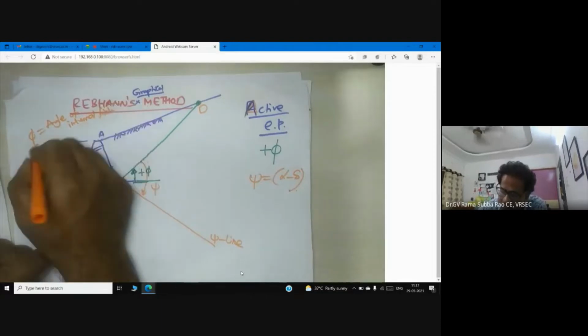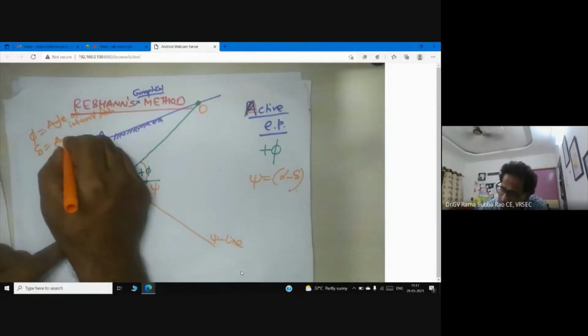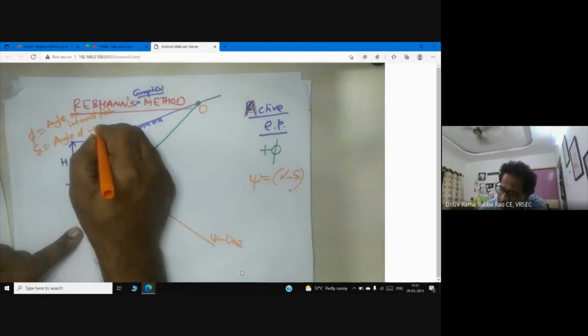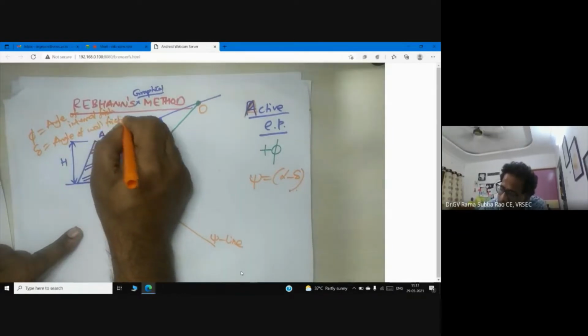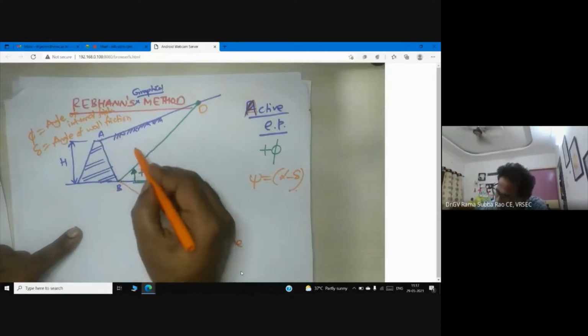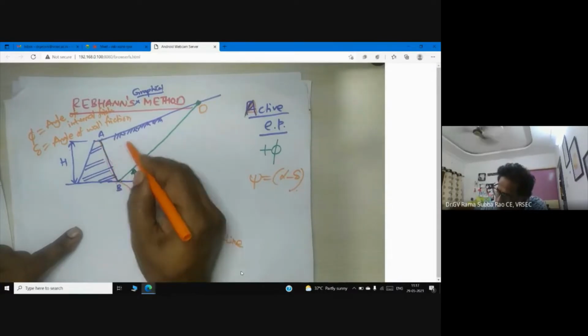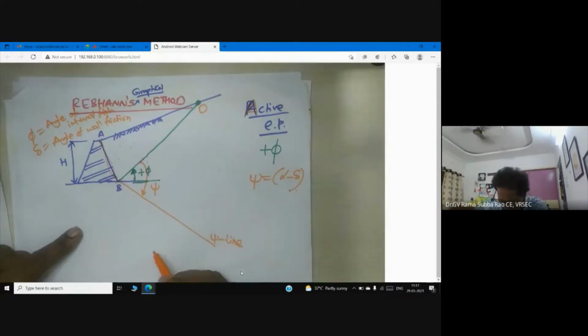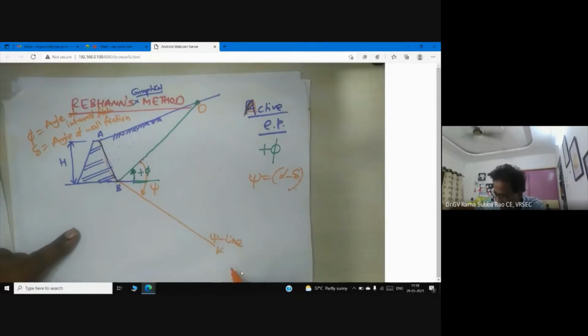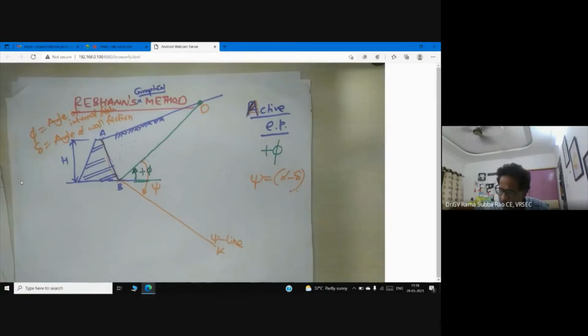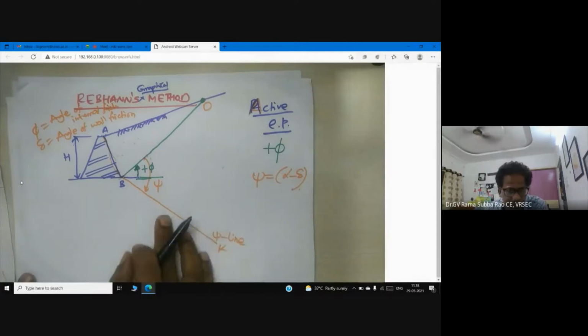Someone can ask me, what is delta? The angle of wall friction. Angle of wall friction means friction between the back of the wall and the soil. Now get ready. I have A, B, D, and also don't forget this is K. So now you see whatever I am writing. It is better to write in a simple way, because I want to send this material to you students.